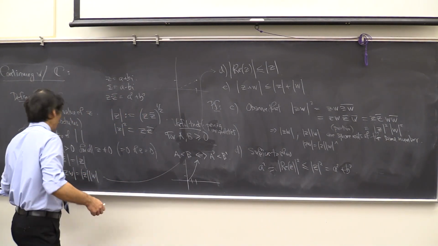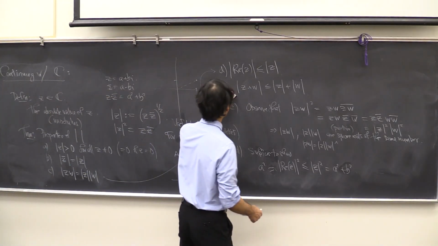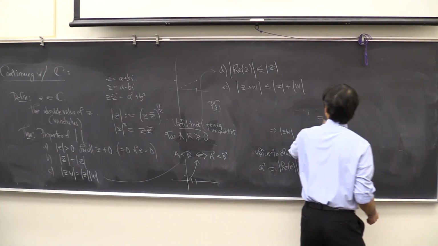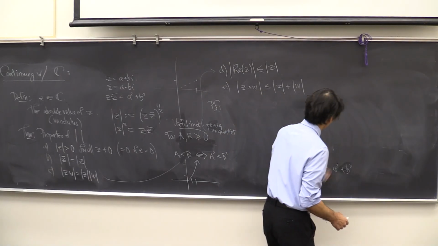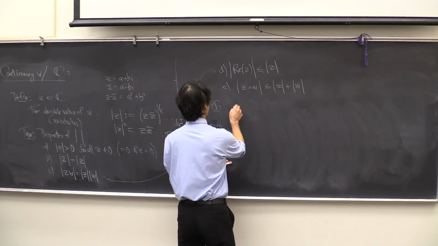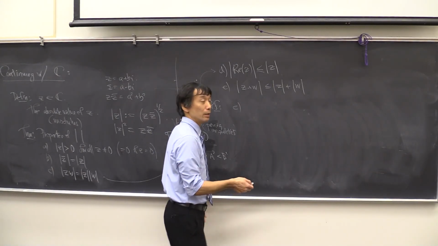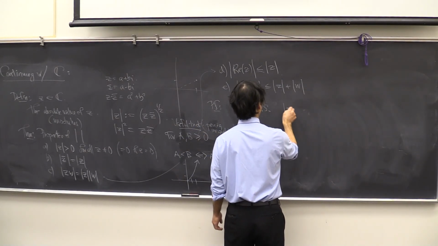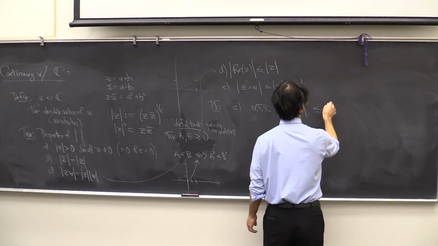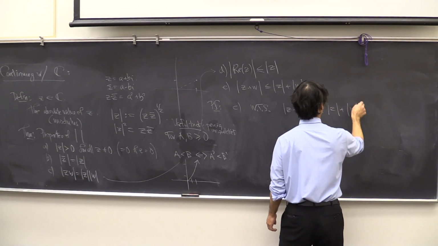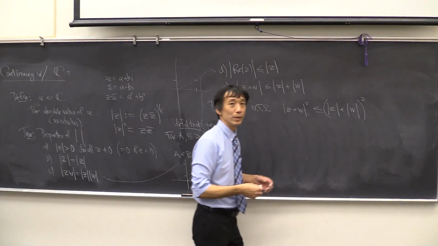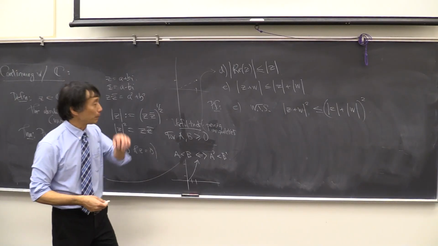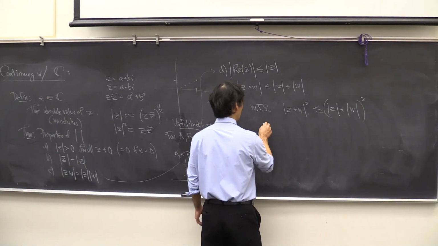Okay, so then let me prove this last one. Proof of E, same sort of thing. So we want to show that this is less than or equal to this. We'll just square both sides because again we're dealing with non-negative numbers. And again nothing too fancy.